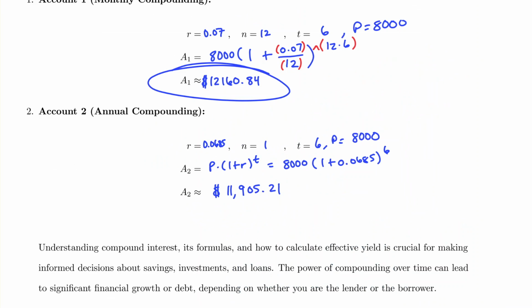So as we looked at this compound interest, so far all the examples have been towards investing. However, debt can also grow at a compounded rate. So it's important to realize that compound interest can either grow and make you more and more money through investments, or it could grow and make more and more money that's owed due to debt. So just an important thing is the power of compounding over time can lead to significant financial growth or debt, depending on whether you're the lender or the borrower.